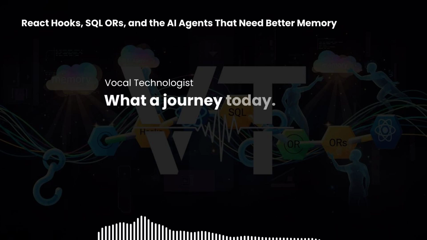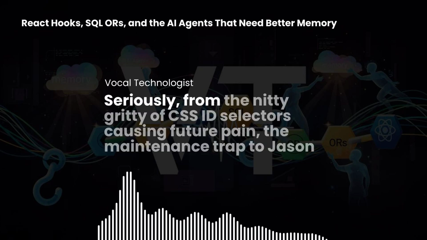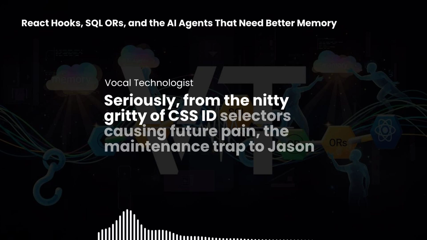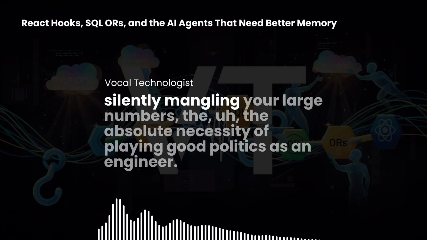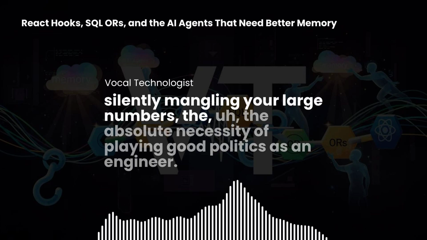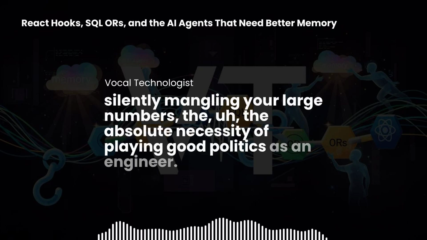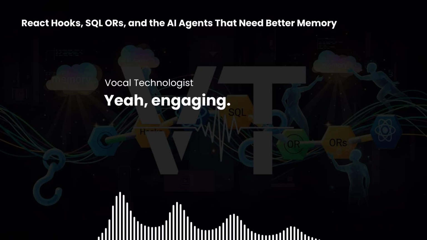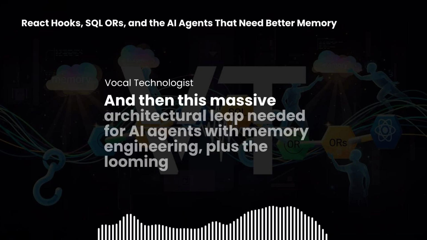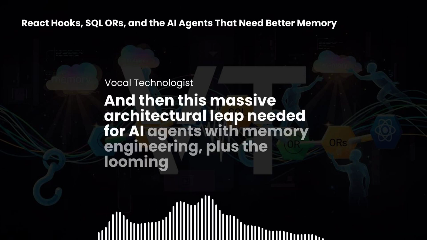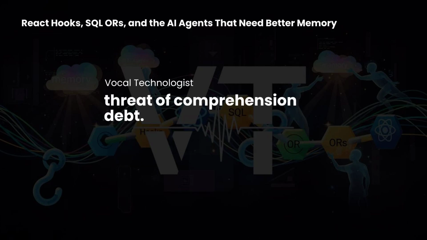What a journey today. Seriously, from the nitty-gritty of CSS ID selectors causing future pain, the maintenance trap, to JSON silently mangling your large numbers, the absolute necessity of playing good politics as an engineer, engaging, not avoiding it, and then this massive architectural leap needed for AI agents with memory engineering, plus the looming threat of comprehension debt. It's a lot.